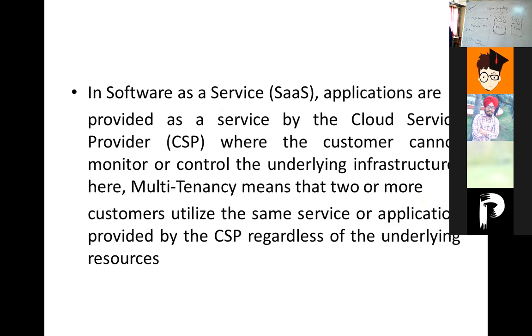So the next concept is, we have studied the service models like infrastructure as a service, software as a service, and platform as a service. We'll talk about multi-tenancy related to software as a service first. In software as a service, applications are provided as a service by the cloud service provider, where the customer cannot monitor or control the underlying infrastructure. Here, multi-tenancy means that two or more customers utilize the same service or application provided by the cloud service provider, regardless of the underlying resources.